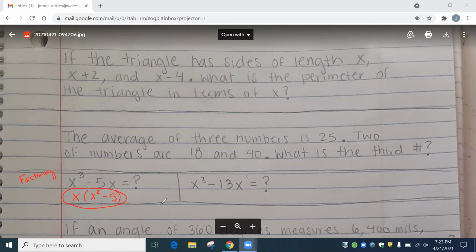And so I'll try to send you some videos. This is pretty much the exact same thing. It just has a 13 there. And so when I'm looking at this, what do they have in common? Well, they both have at least 1 x. So you put that 1 x there.